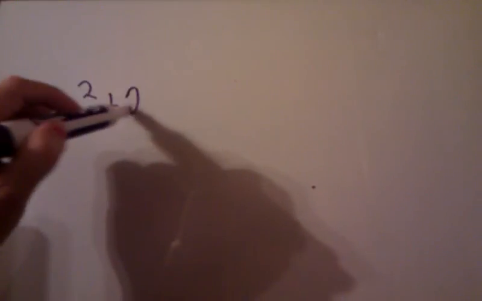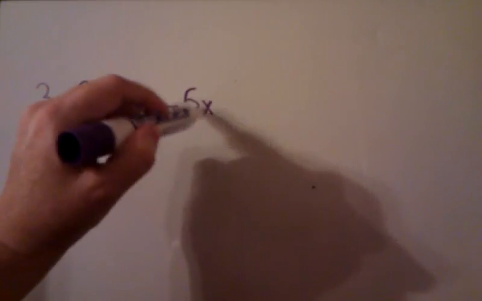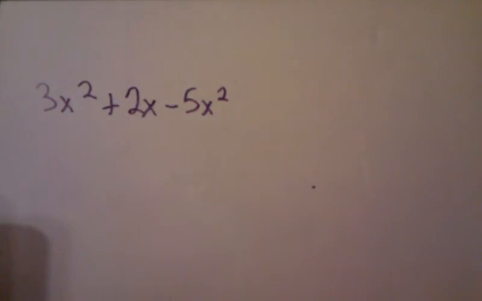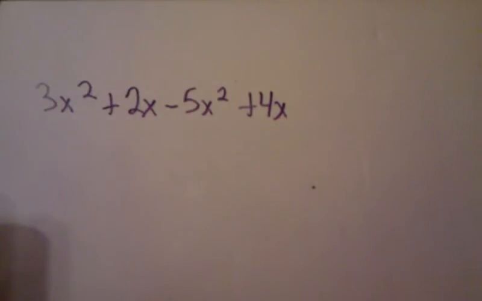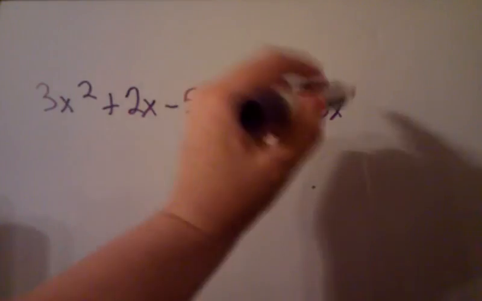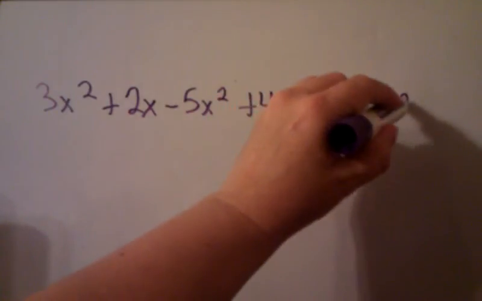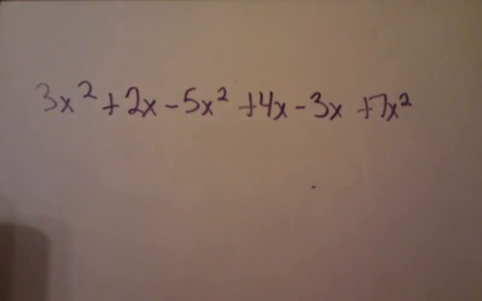Let's look at the first example. We have 3x squared plus 2x minus 5x squared plus 4x minus 3x plus 7x squared. Let me make sure I wrote that down correctly. Okay, that's correct.